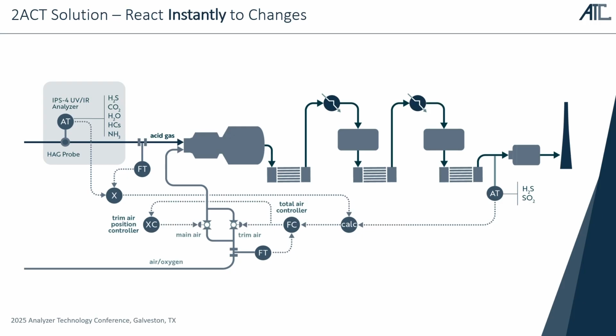Now with the IPS4 analyzer, what we can do is measure the total composition of the acid gas coming in, being H2S, CO2, ammonia, hydrocarbons, and water. Those are the 5 components typically found in SRU feed gas. We can normalize that and use that signal actually as a factor to respond to a compositional change of the feed gas coming in.